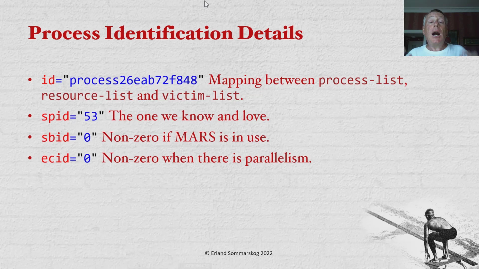Because when you have a parallel plan, or there is parallelism, there will be many process tags for the same SPID, one for each thread involved in the deadlock. Then we have currentdbname, loginname, clientapp, and hostname.